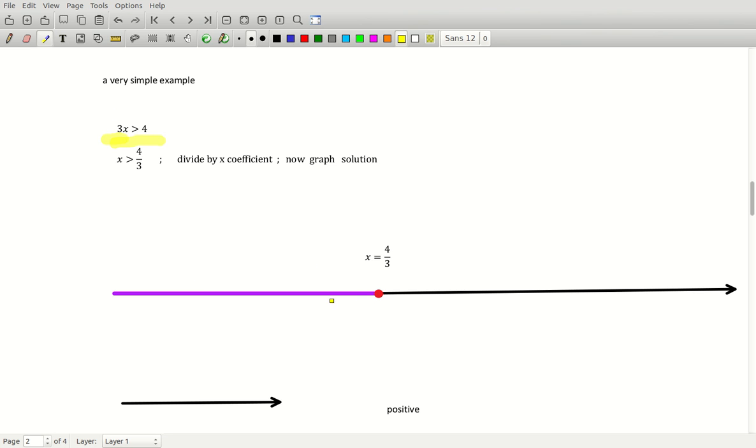If I choose an x less than 4 over 3, I obtain a negative number. For example, if I choose 1, 3 times 1 is 3, and it's not greater than 4. If I look at 3x minus 4, I obtain that here it's less than 0. So this inequality is satisfied for all x greater than 4 over 3.